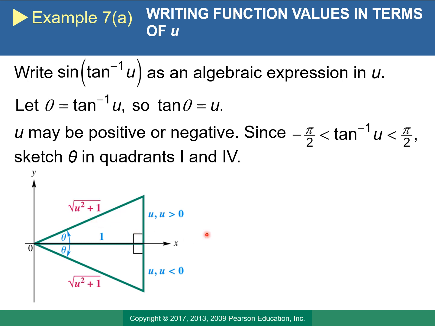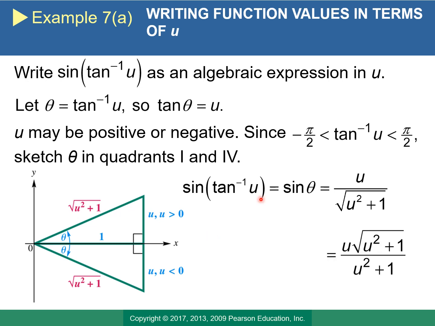Then we go back to our expression. Sine of tangent inverse of u. Well, tangent inverse of u is what we're calling theta. And then sine of theta, we just look at our triangles that we drew. Here's theta. Sine is opposite side over hypotenuse. So u over square root u squared plus 1. And if you want to, you can rationalize this denominator.